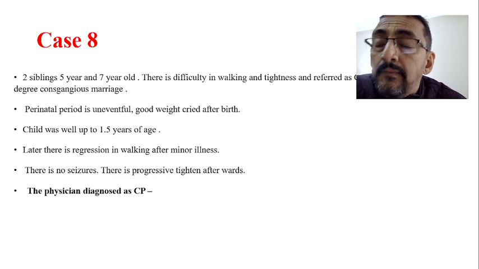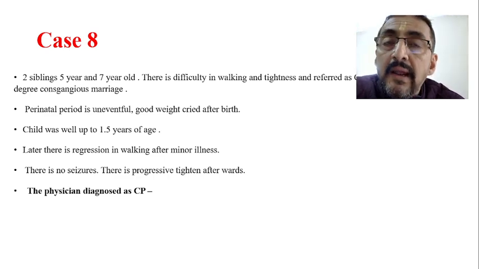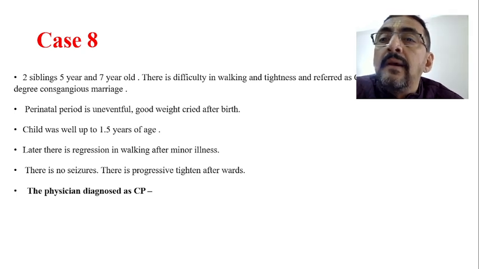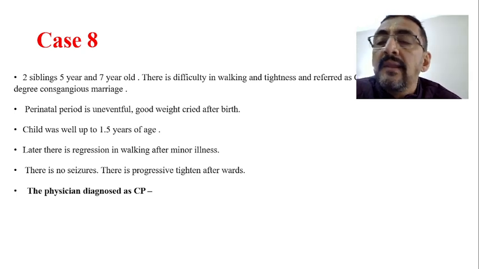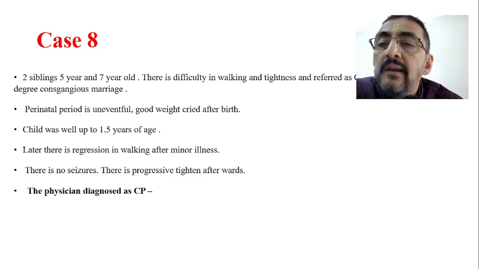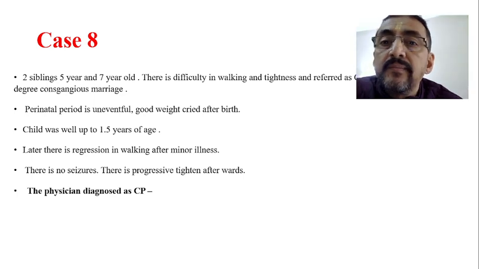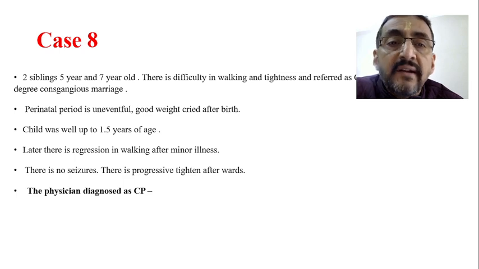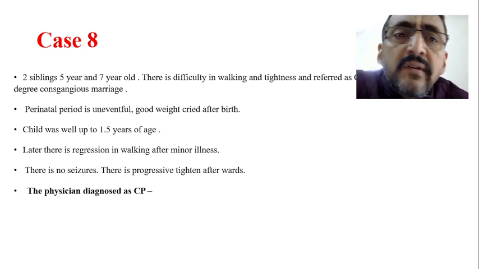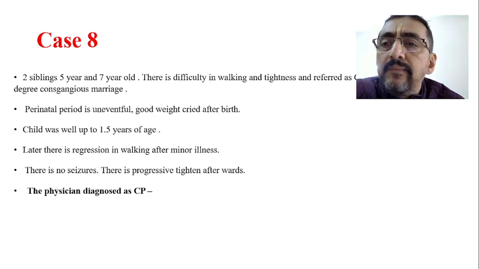Anyway, we have been discussing developmental delay and approach in pediatrics. Let us discuss the next case. Here we are taking two important cases: a 5-year-old child and a 7-year-old child. There are two siblings. In both the kids there is difficulty in walking and also tightness. And this was previously diagnosed as CP.